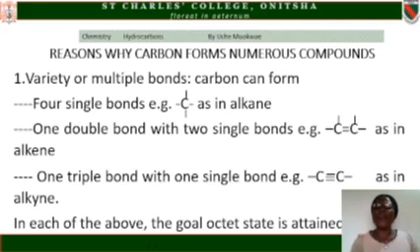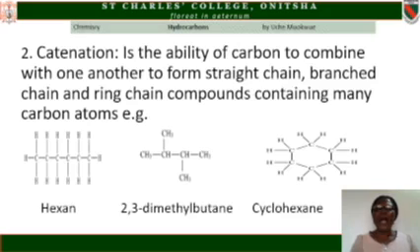carbon, because of its numerous outermost shell electrons, reacts to form, number 1, variety or multiple bonds. Carbon can form 4 single bonds, as in alkane, 1 double bond with 2 single bonds, as in alkene, and 1 triple bond with 1 single bond, as in alkyne. In all these compounds, the octet state is attained.